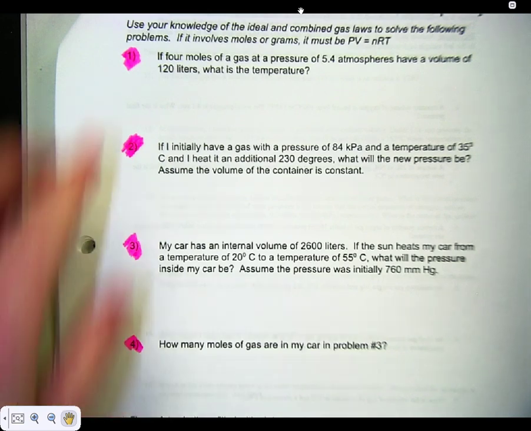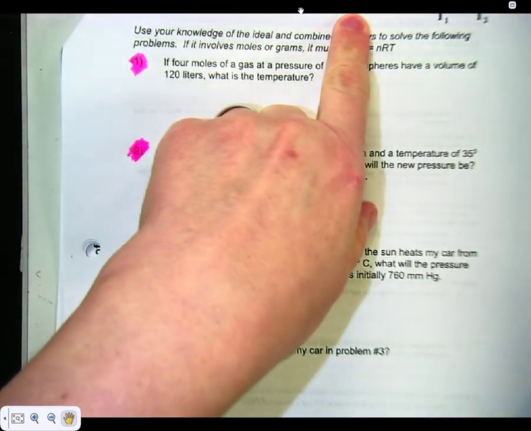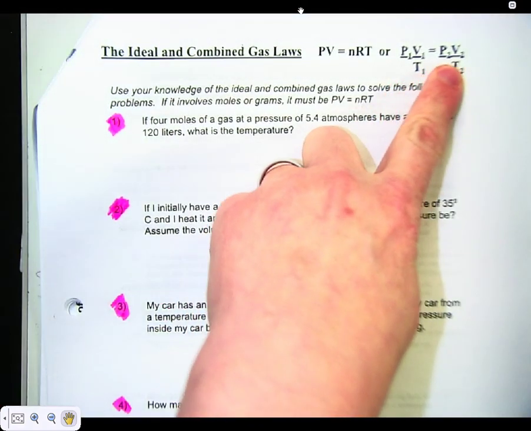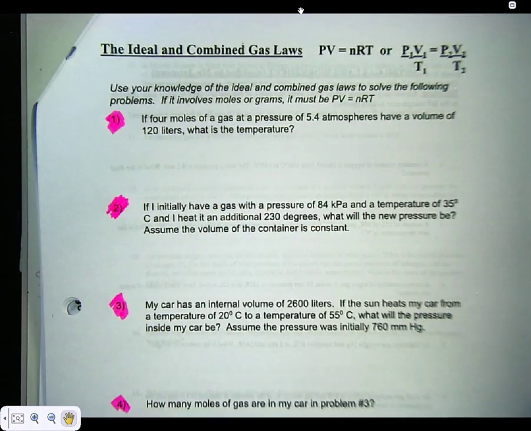with doing these. So again, the ideal gas law is PV equals nRT, and then the combined gas law, P1V1 over T1 equals P2V2 over T2. So what we're going to do is read the problem and decide which one of those we need to use. Number 1, if 4 moles of a gas at a pressure of 5.4 atmospheres have a volume of 120 liters, what is the temperature?